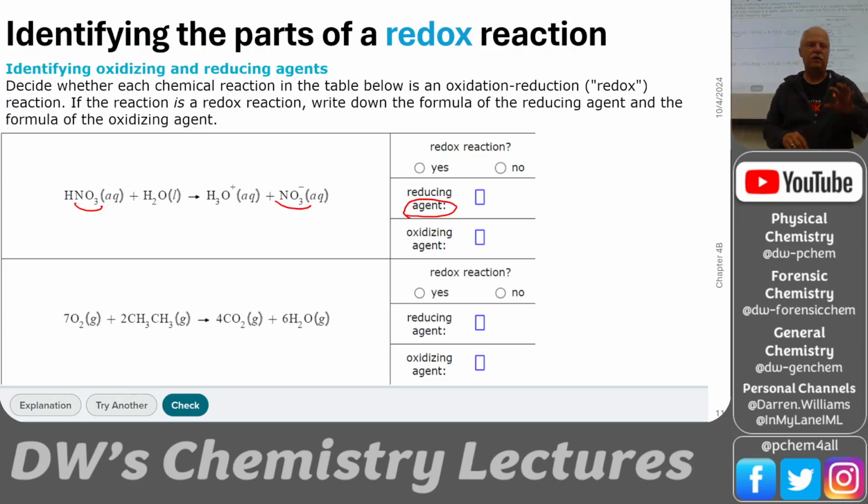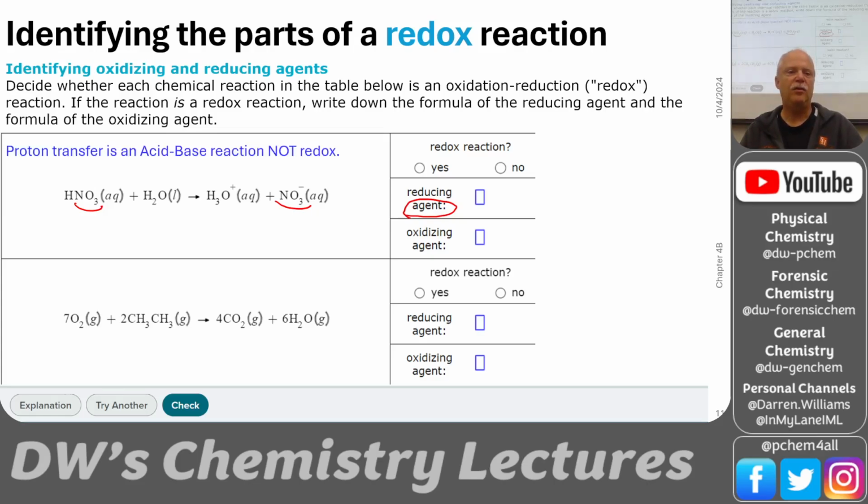What about the water? So the water, H2O, it got a proton from the nitric acid. Okay, so it looks like there was a charge change, but that was a proton that came over. It wasn't an electron changing hands or anything like that. So this is an acid-base reaction. Okay, so proton transfer is acid-base reactions, not redox. Redox is electron transfer. So we have proton transfer, which is acid-base. We have electron transfer, which is redox.